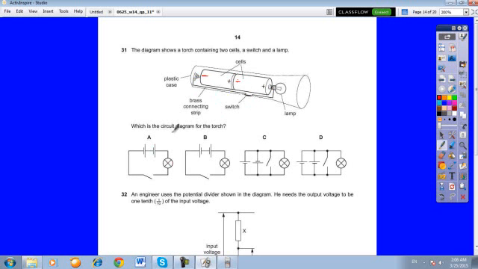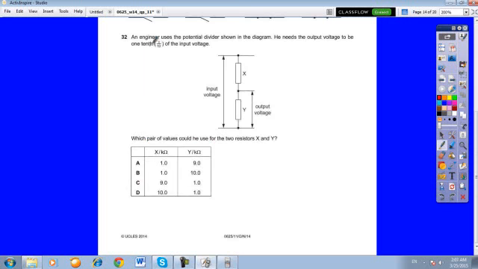This case corresponds to A, because in B, negative is connected to negative, which is not the case. In C, they are in parallel, but here they are in series. And in D, also the batteries are in parallel, which is not the case. So the answer is A.